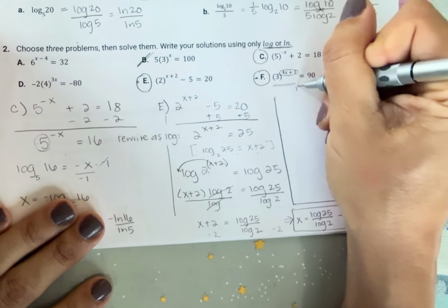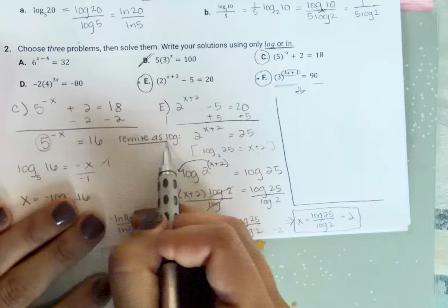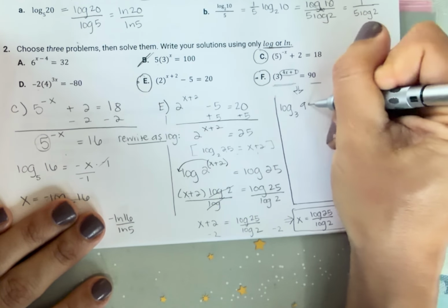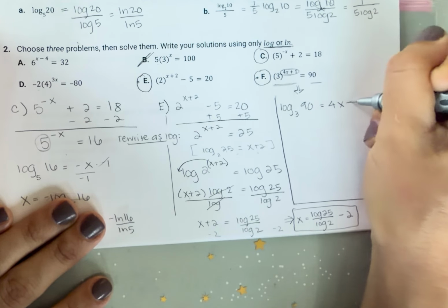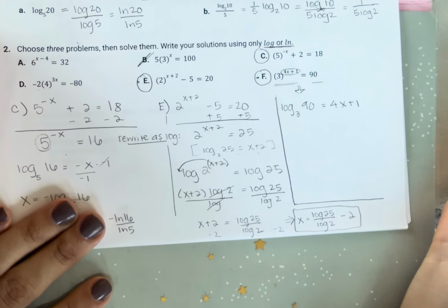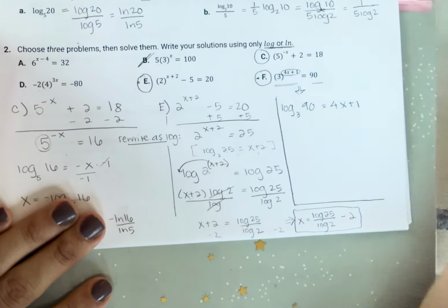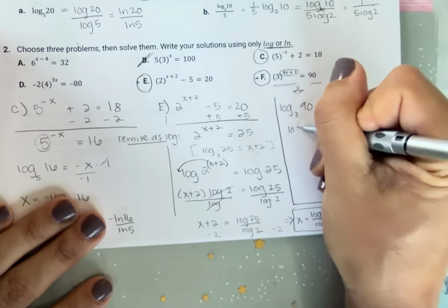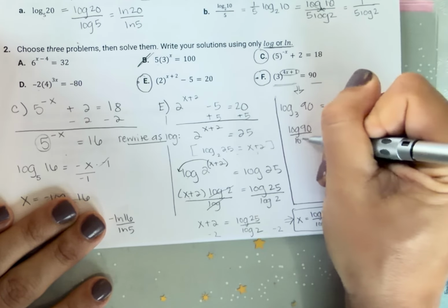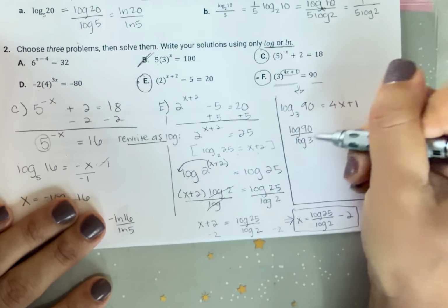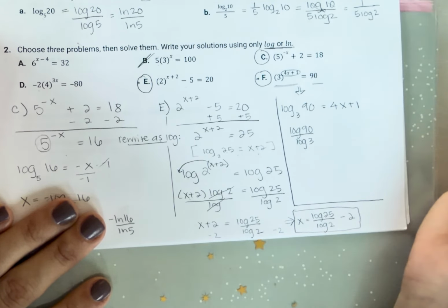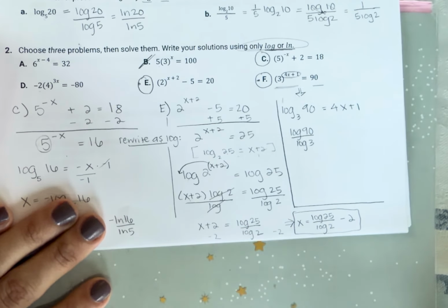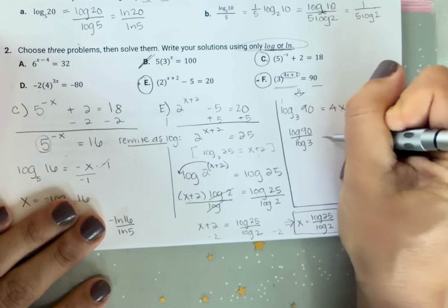All I'm going to do is rewrite this as a log. Log base 3 of 90 equaling 4x plus 1. And now I'm just going to start solving for x. Log base 3 of 90 is a number. If this bugs you, you could rewrite it as log of 90 divided by log of 3, or ln of 90 divided by ln of 3 and get a decimal approximation and solve it, but then you wouldn't be following these instructions. Let's keep ours like this.